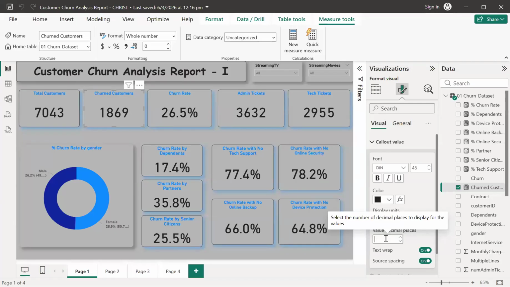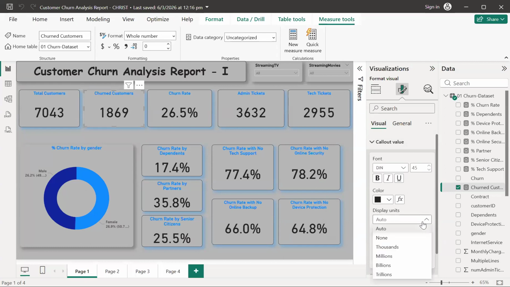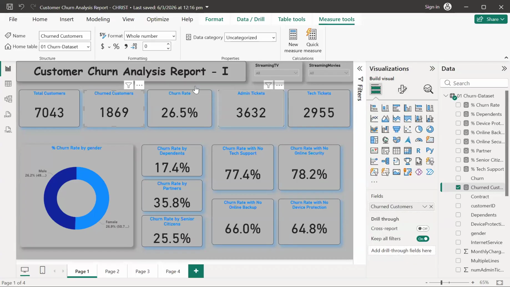The first thing you can check is in your form, by clicking into that calculation, and you can see that it is already a whole number with zero decimals, so it is fine. The second thing you can check is in your card: there's a callout value, and in that there's an option for display unit. In my case, even if I want to change it to 1,000, I can do that, and you'll get the same output. So fine, I guess, guys, this is the churned customer.